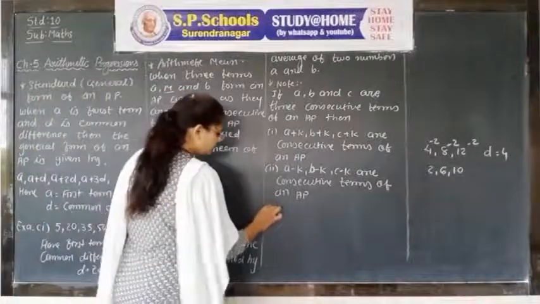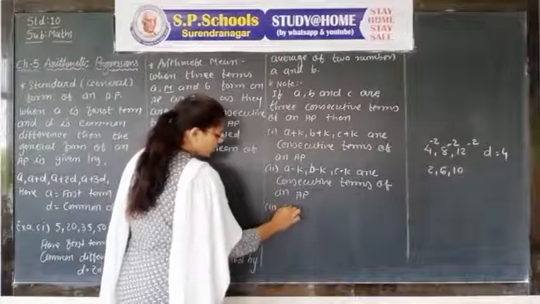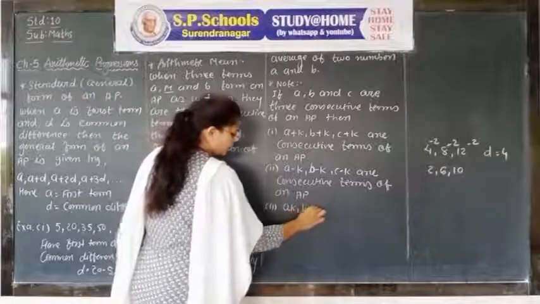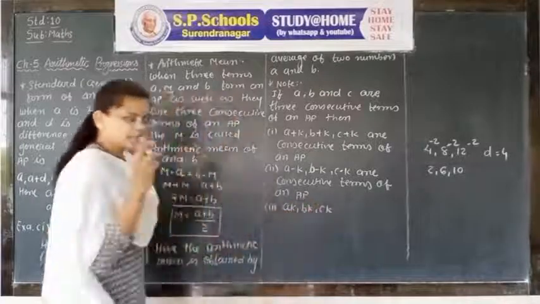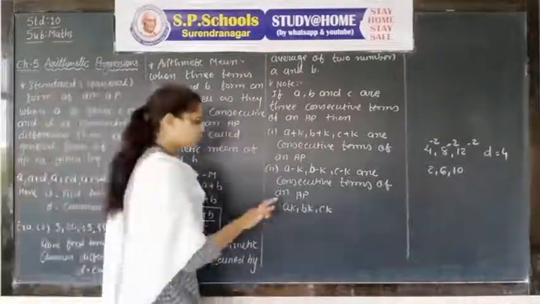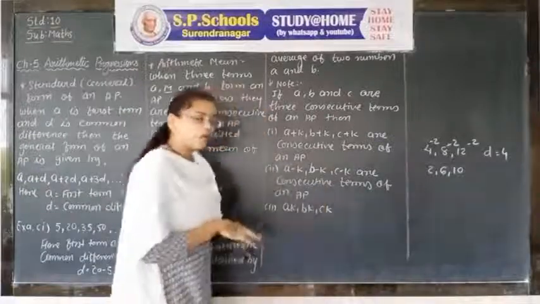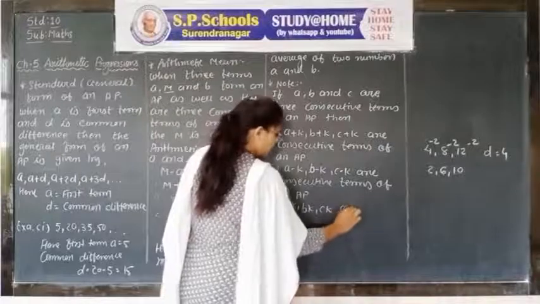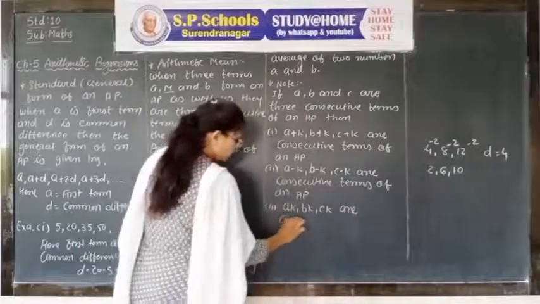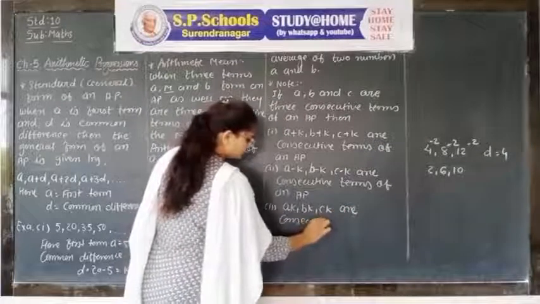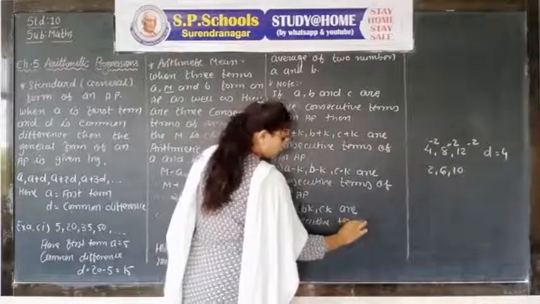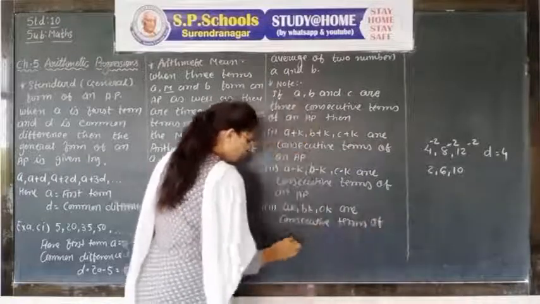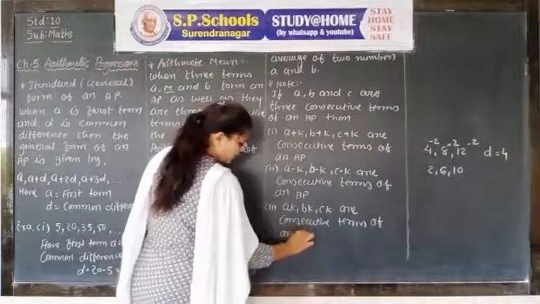Now third, AK, BK, CK. If we multiply K with the 3 numbers, they are again consecutive terms of an AP, since they were already in arithmetic progression.